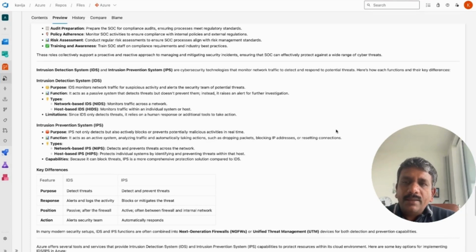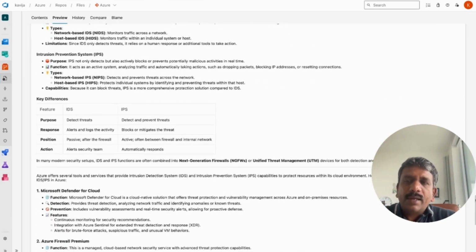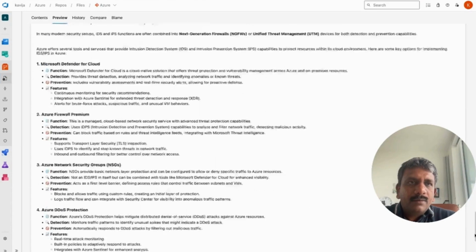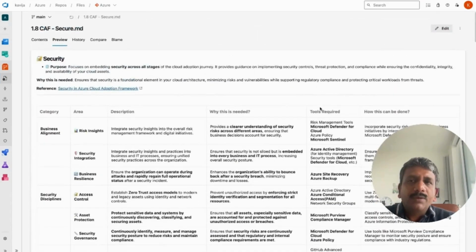These are some of the other information that you may be interested in when you are implementing your security. So IDS, IPS. These are the things that you have to consider when you are actually implementing security. The primary goal of this particular phase is to ensure that your cloud infrastructure is safe and secure.